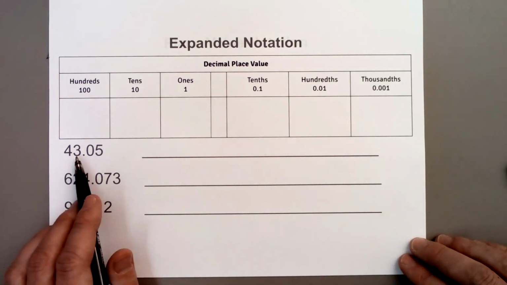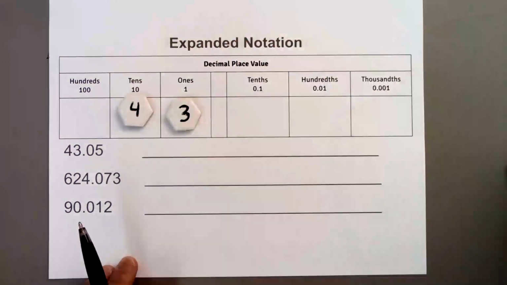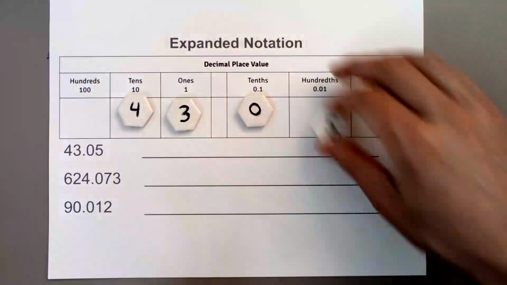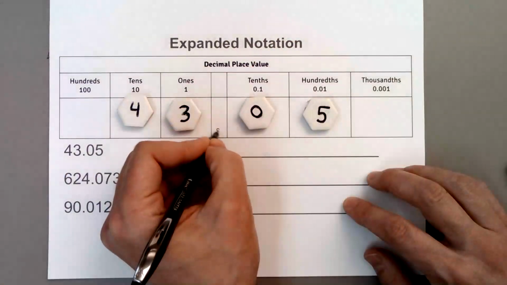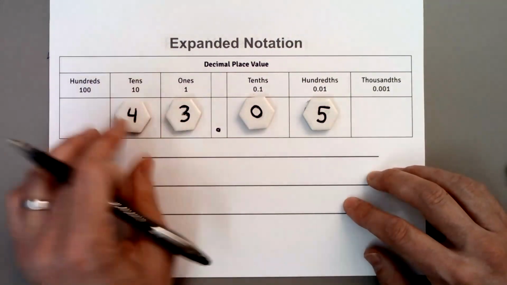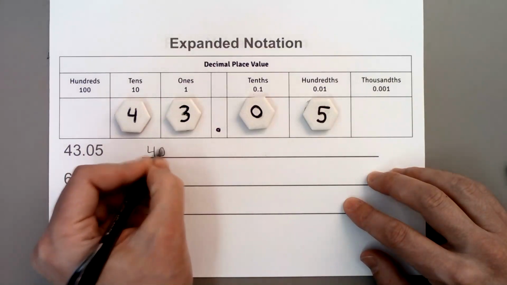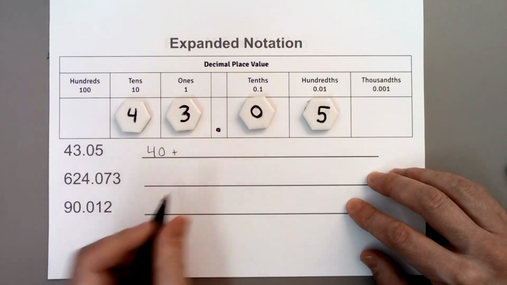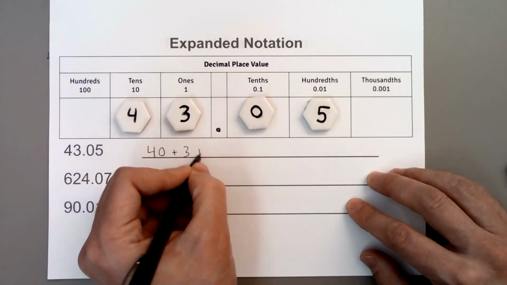So this is 43 and 500ths. I'm going to make that in my place value chart. I do have a zero tile. There we go. 43 and 500ths. This is where the decimal point would go. So this 4, it's in the tens place, and 4 tens is actually 40. So to write this in expanded notation, I'd write the 4 as a 40. And then the 3, it's in the ones place. 3 ones is just 3, so I just write a 3.